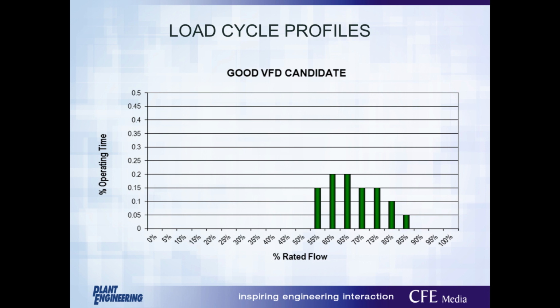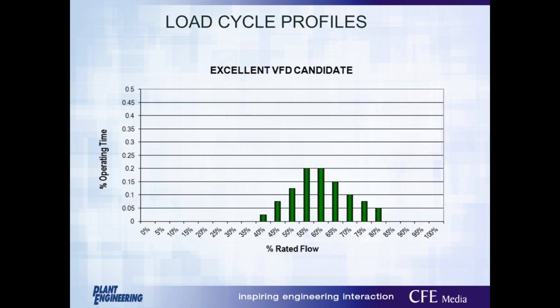Second example, we see a moderately loaded application. Most of the operating time is spent around 60 to 70% load. This presents a good opportunity to slow the motor and capture some energy savings based on the affinity laws. And finally, with our third example, we have a moderate to low loaded application, even some loading below 50%, but still with high operating hours overall. This is an excellent candidate for adding a VFD and presents a great opportunity for significant energy savings.